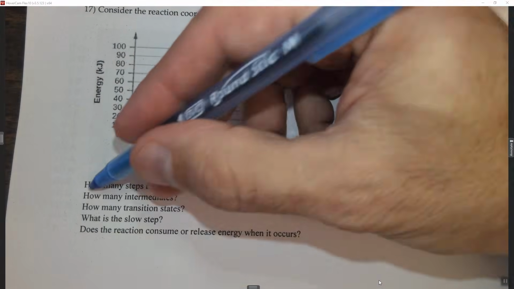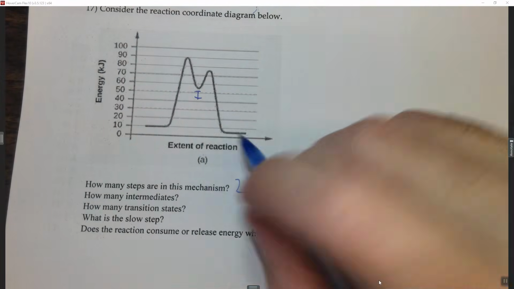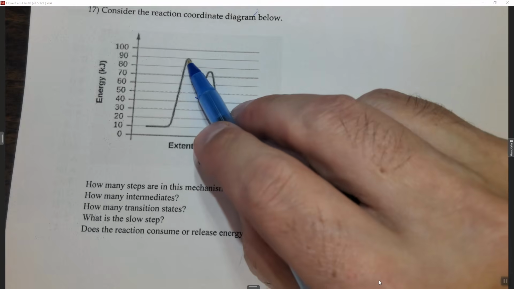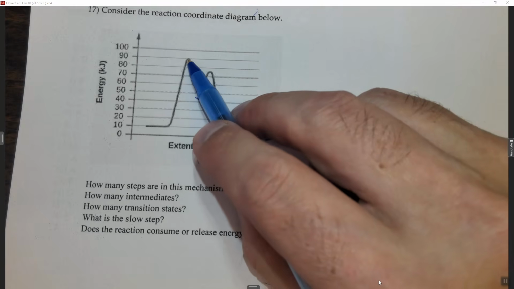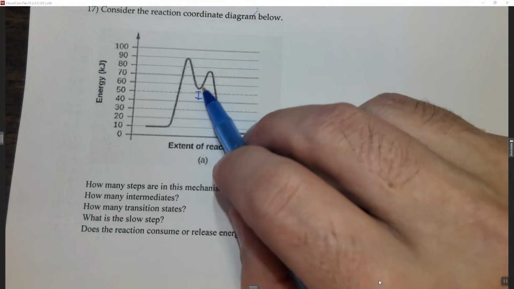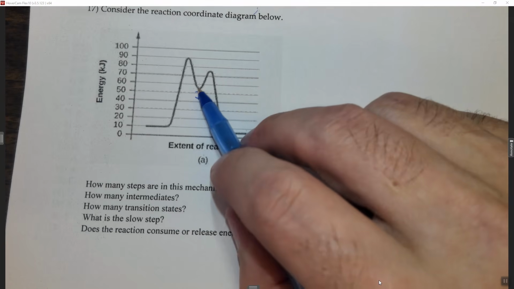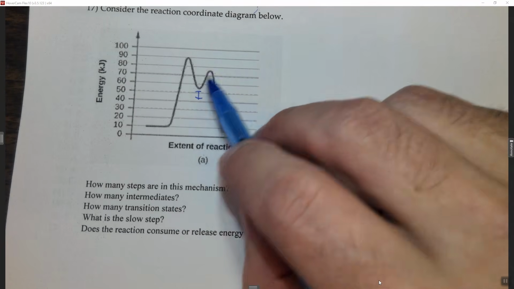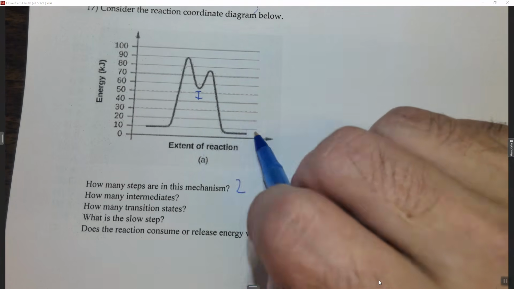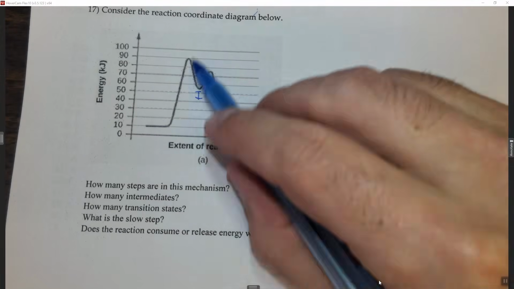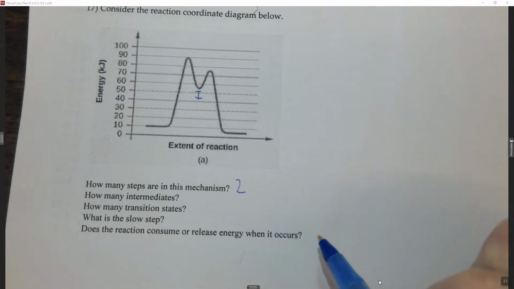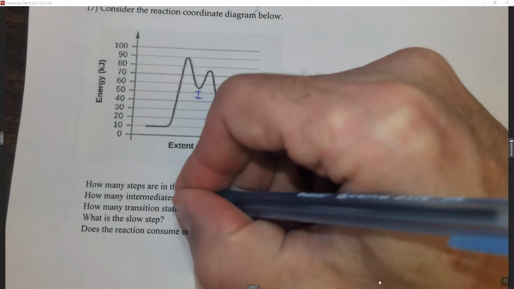Okay? How many intermediates are there? This is an intermediate. When it goes up to a higher point, a particularly unstable thing, it then falls to an intermediate. Oftentimes, intermediates are not something you can isolate, so then it continues on to the products. But there is your intermediate at the bottom of the hump here. So there is 1 intermediate.